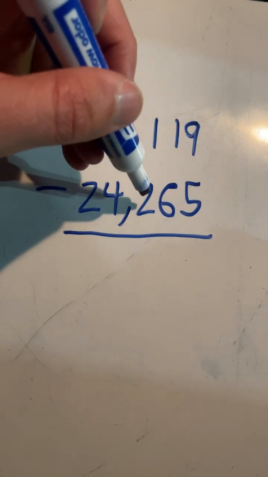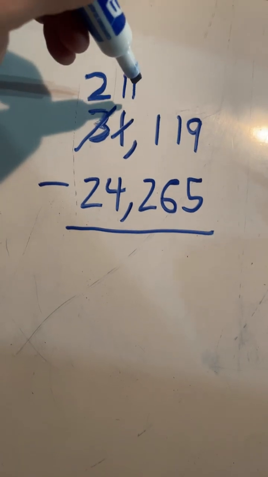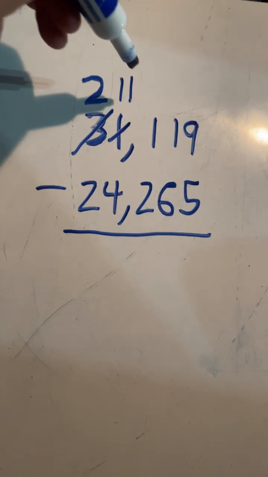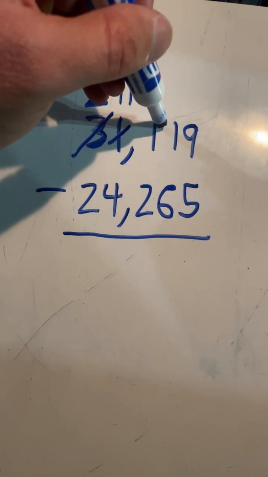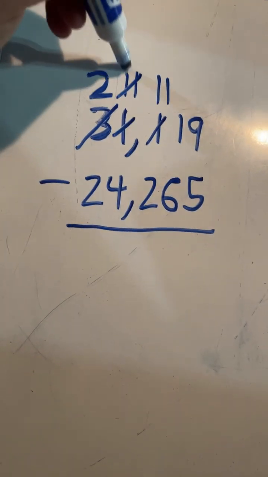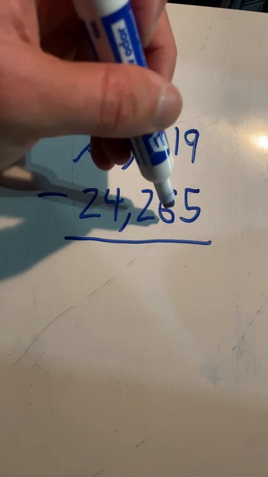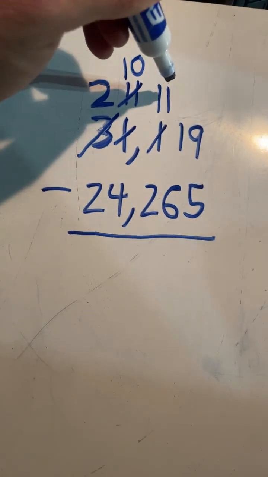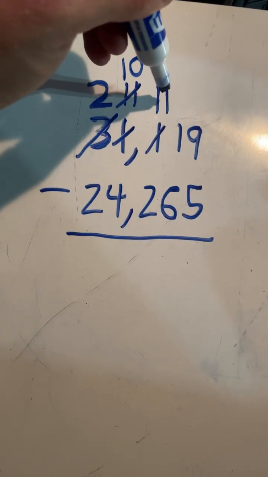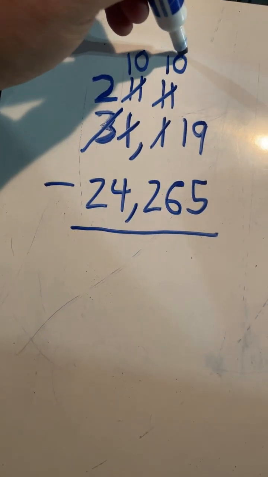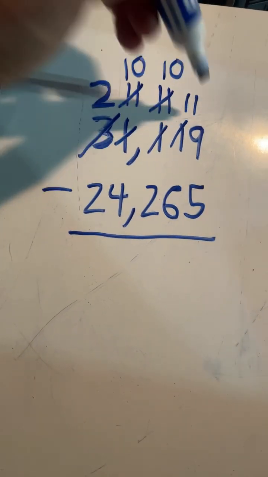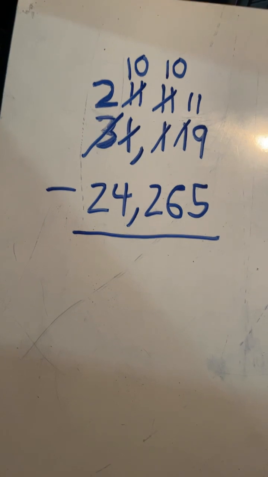Can't start with 1 and take away 2, so we're going to take a 10 from the thousands place now. The 11 is going to become a 10, and the 1 is going to become an 11. Can't start out with 1 and take away 6, so this 11 now is going to become a 10. And that 1's going to become an 11. And now we are ready to subtract.